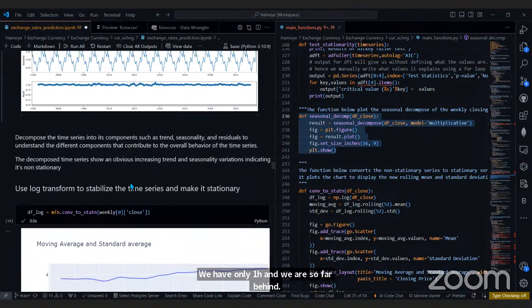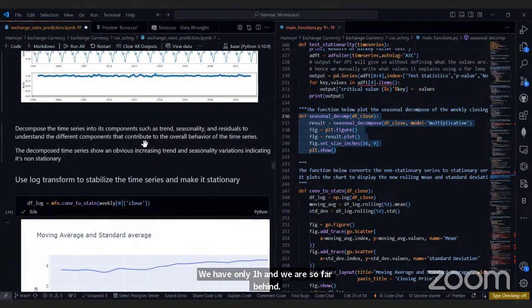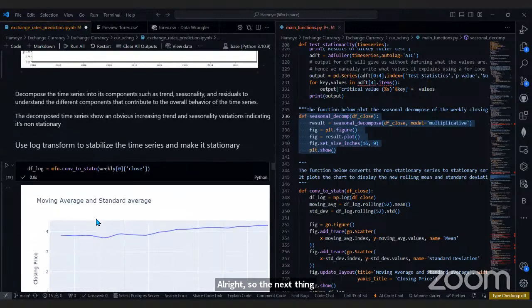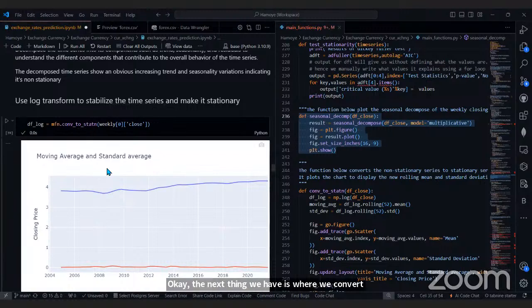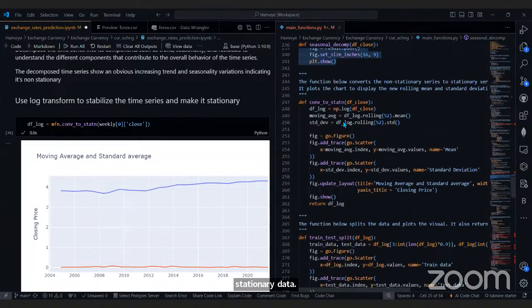All right, so the next thing we have is where we convert it to stationary data. We do the conversion, and we have a function that does that for us. We use logarithm to do the conversion.